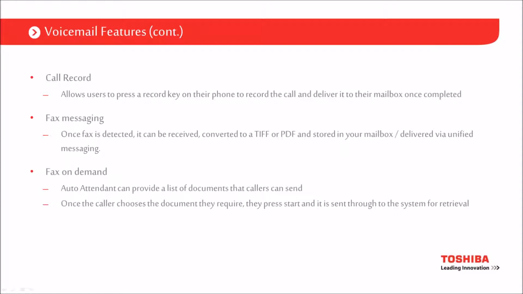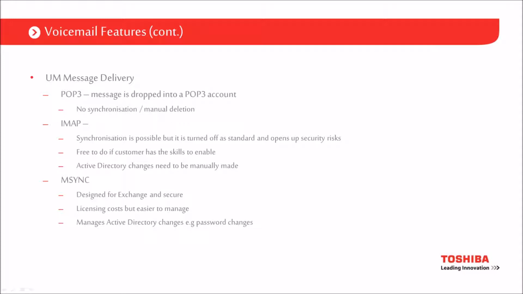So if I was re-recording or confirming an order that was coming through, it's a very, very easy way of doing that. Fax messaging: once fax tone is detected on the line, it will convert that to a TIFF or a PDF and deliver it in my mailbox. But it can also do fax out, as the last point mentions, on demand as well. I can have directions to the organization, prospectus from the school, whatever it happens to be. I can have those documents within the voicemail and then faxed out as requested. So it's a very, very useful way of saving having to take phone calls asking for it.